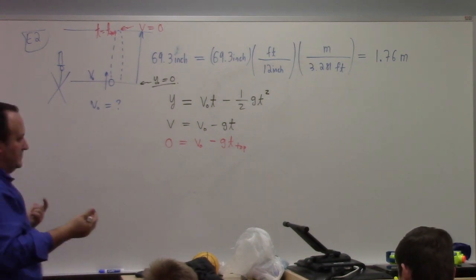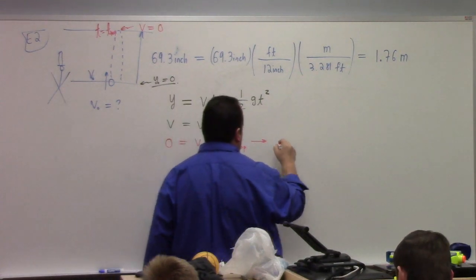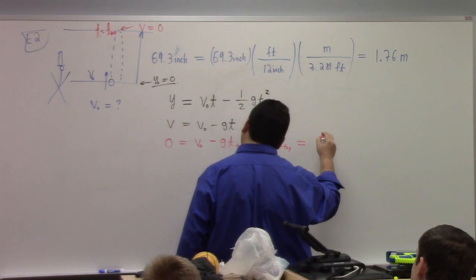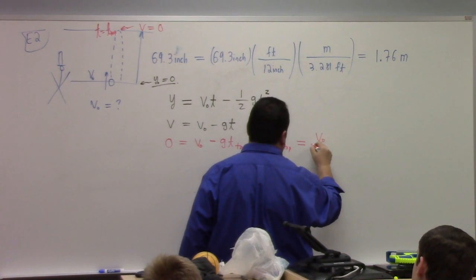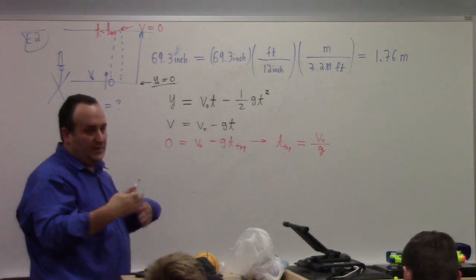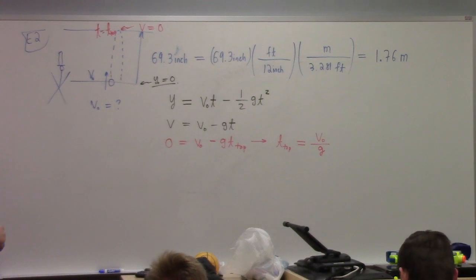So what? Well, then what? So we know that Ttop is equal to, apparently, v sub 0 divided by g, right? Now you're like, but we don't know v sub 0. We're trying to find it. That's true, right? But what else do we know?